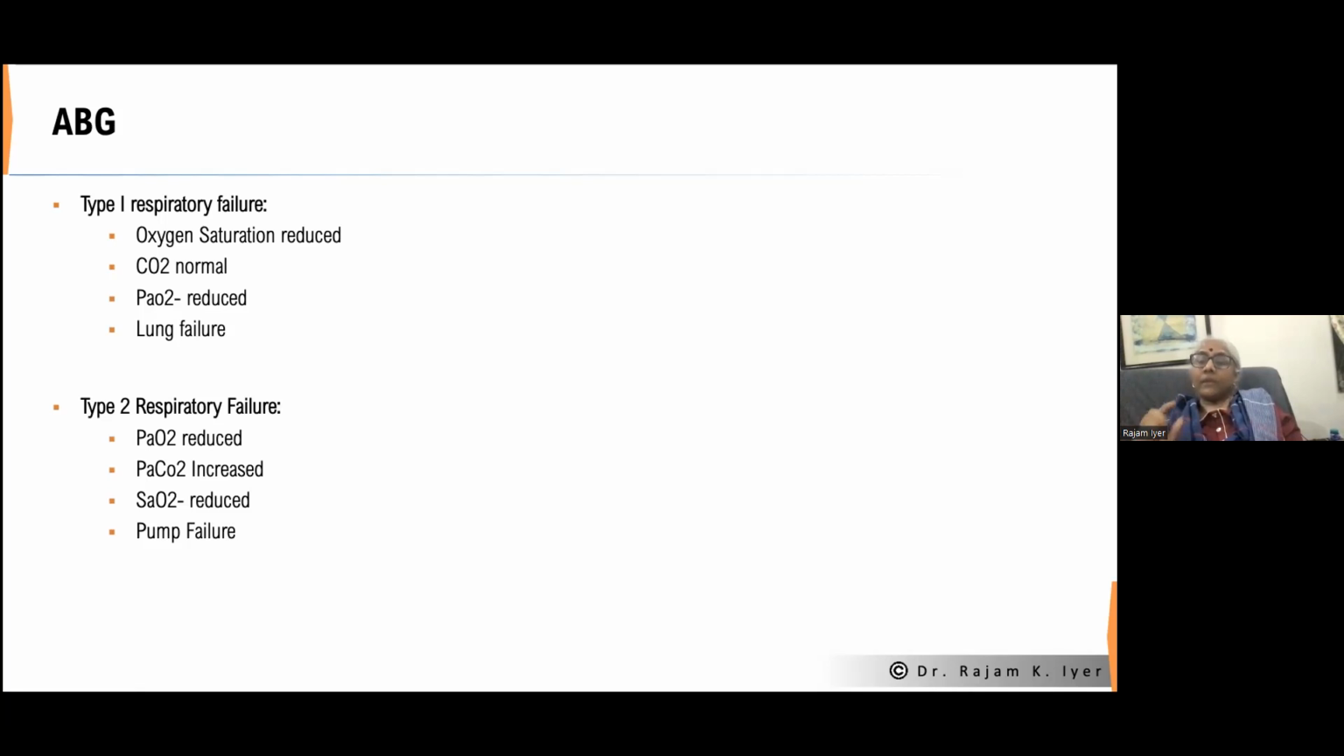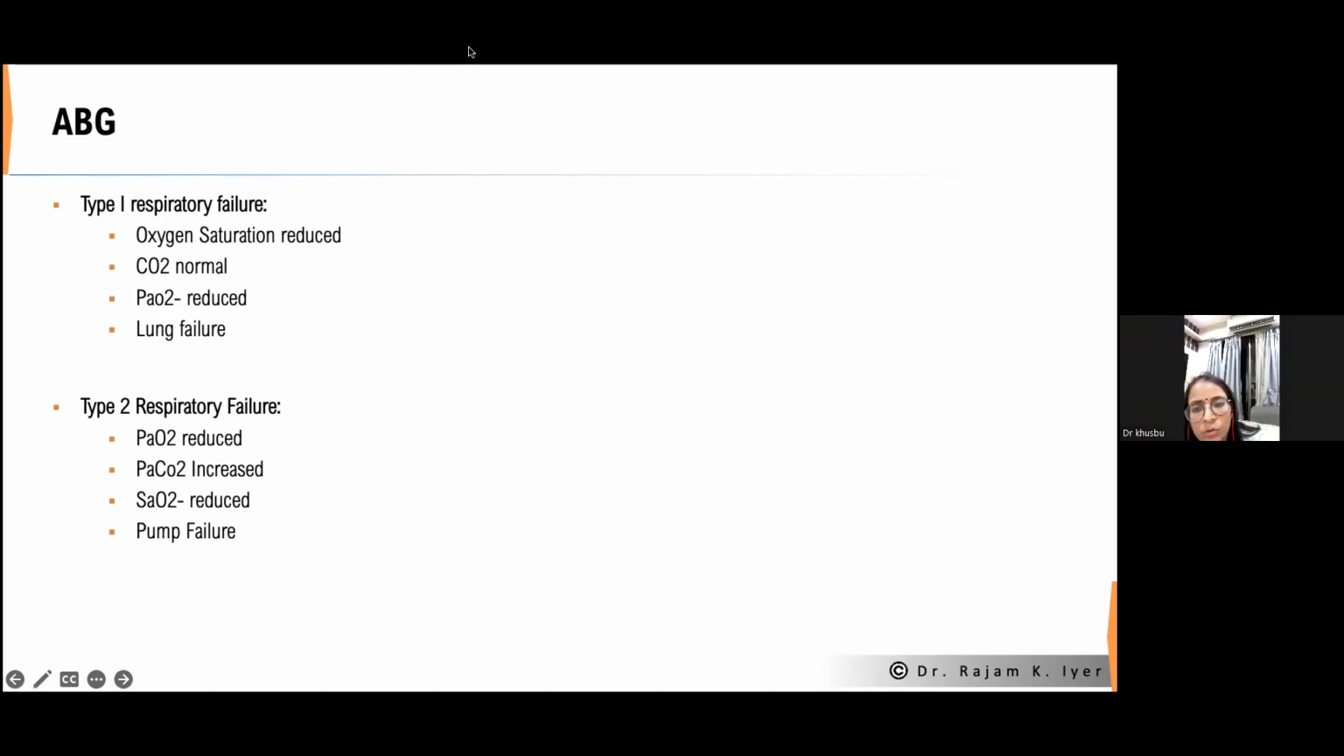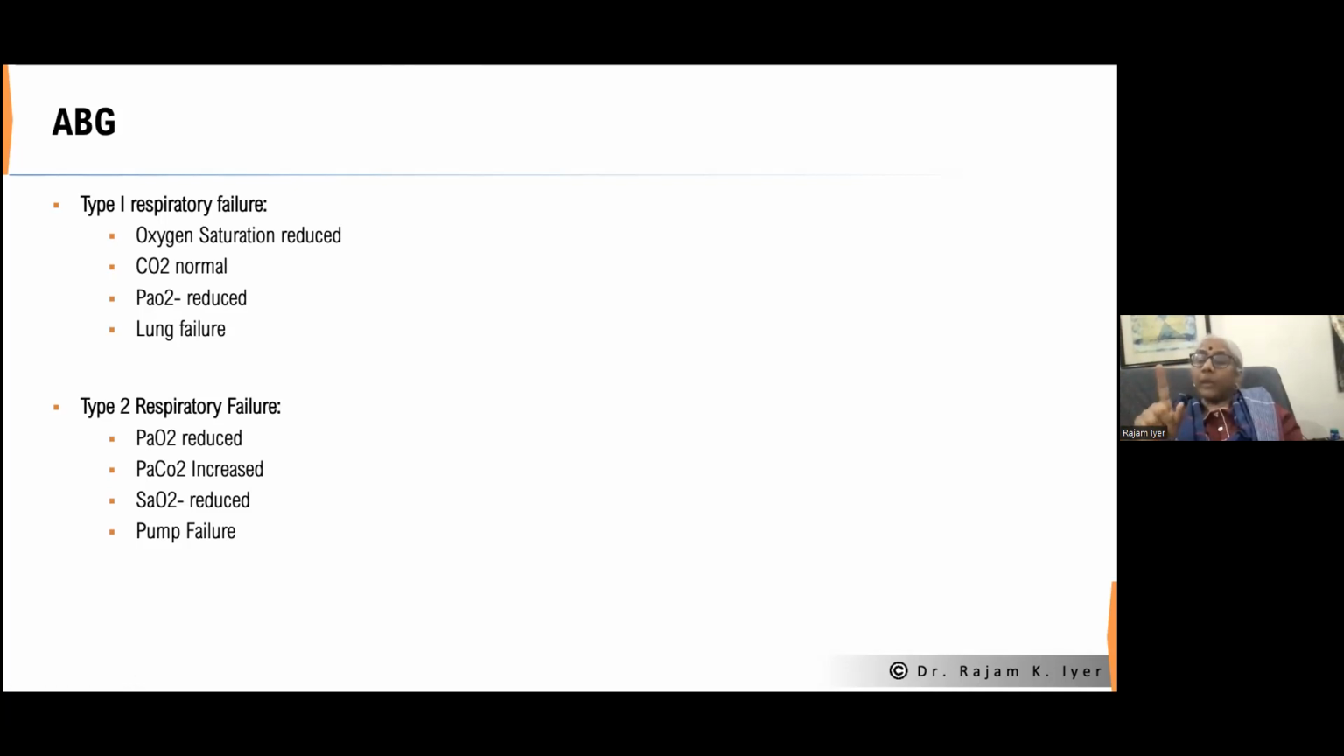When we describe type 2 respiratory failure, what is the parameter that is different? PCO2. So there is retention of carbon dioxide. And therefore, what happens? pH becomes acidic. So therefore, diagnosis is? Type 2 respiratory failure, respiratory acidosis. Yes, excellent. So type 2 respiratory failure with respiratory acidosis.